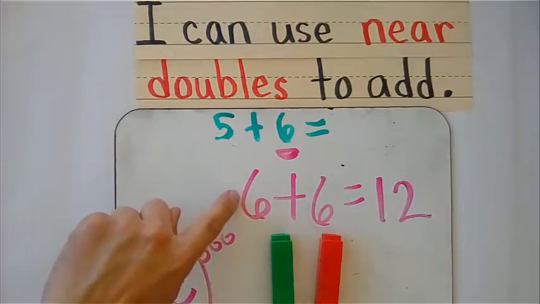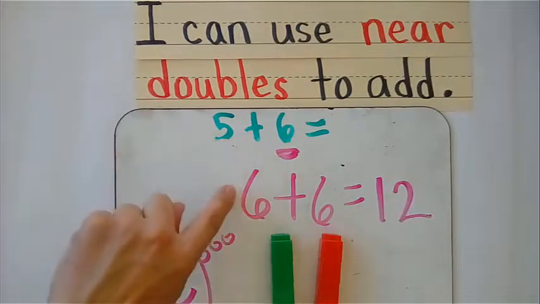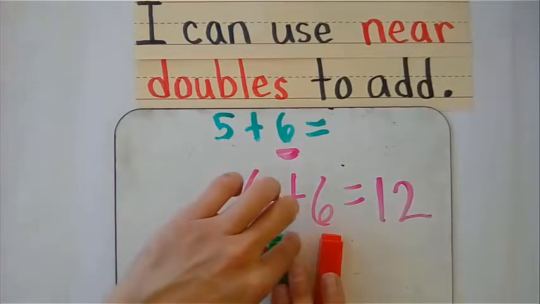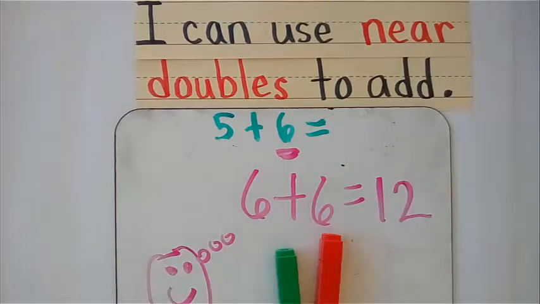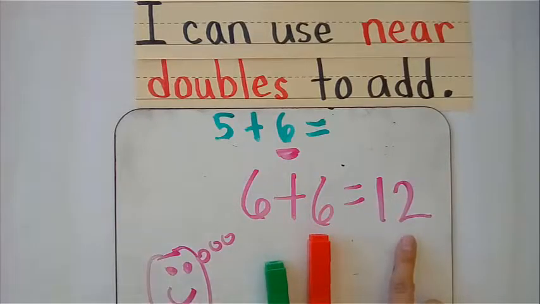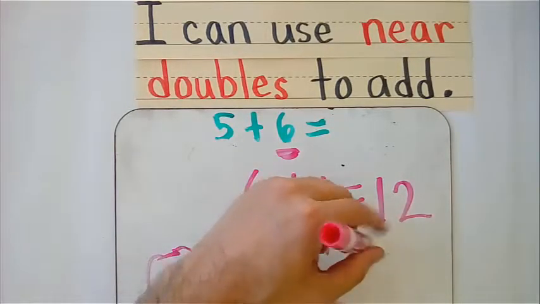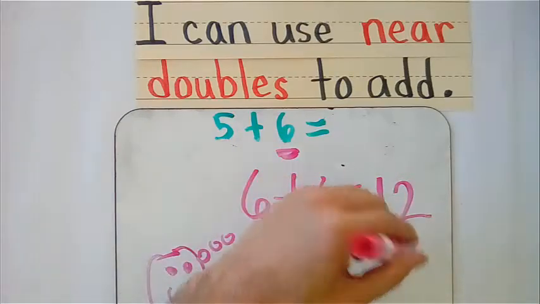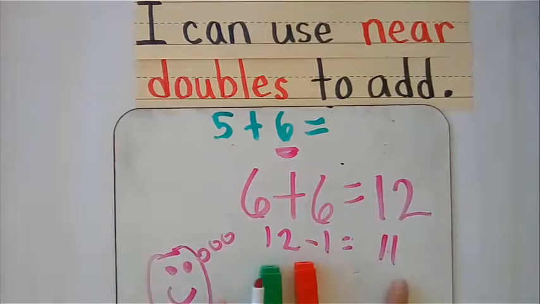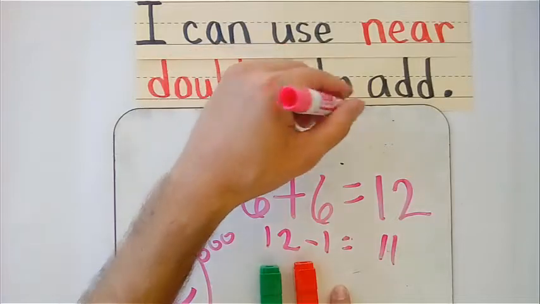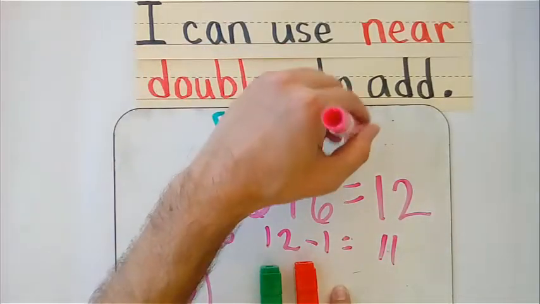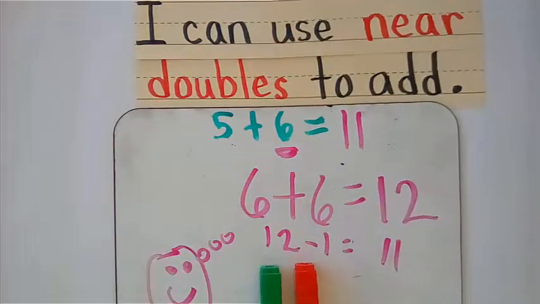But is this really a 6? No. So I'm going to take 1 away. So what if I take 1 away from 12? Well, I could say 12 minus 1 is 11, because I took only 1 away, right? So I know that 5 plus 6 has to be 11.